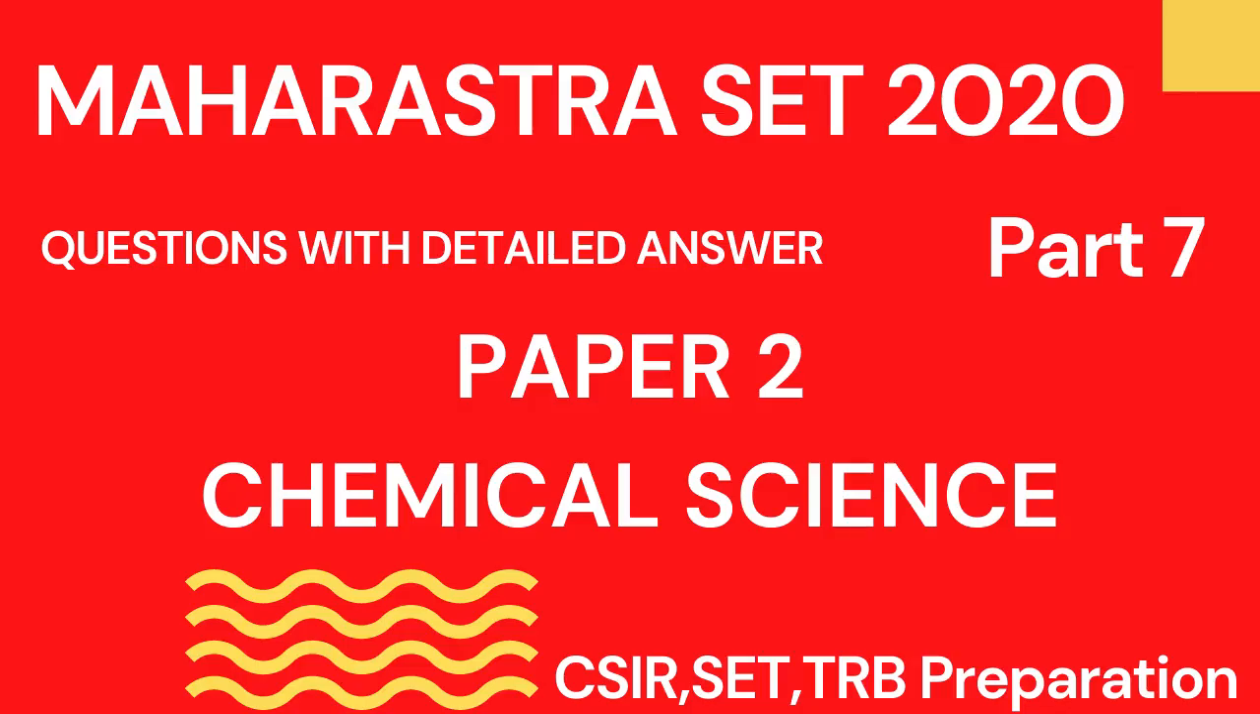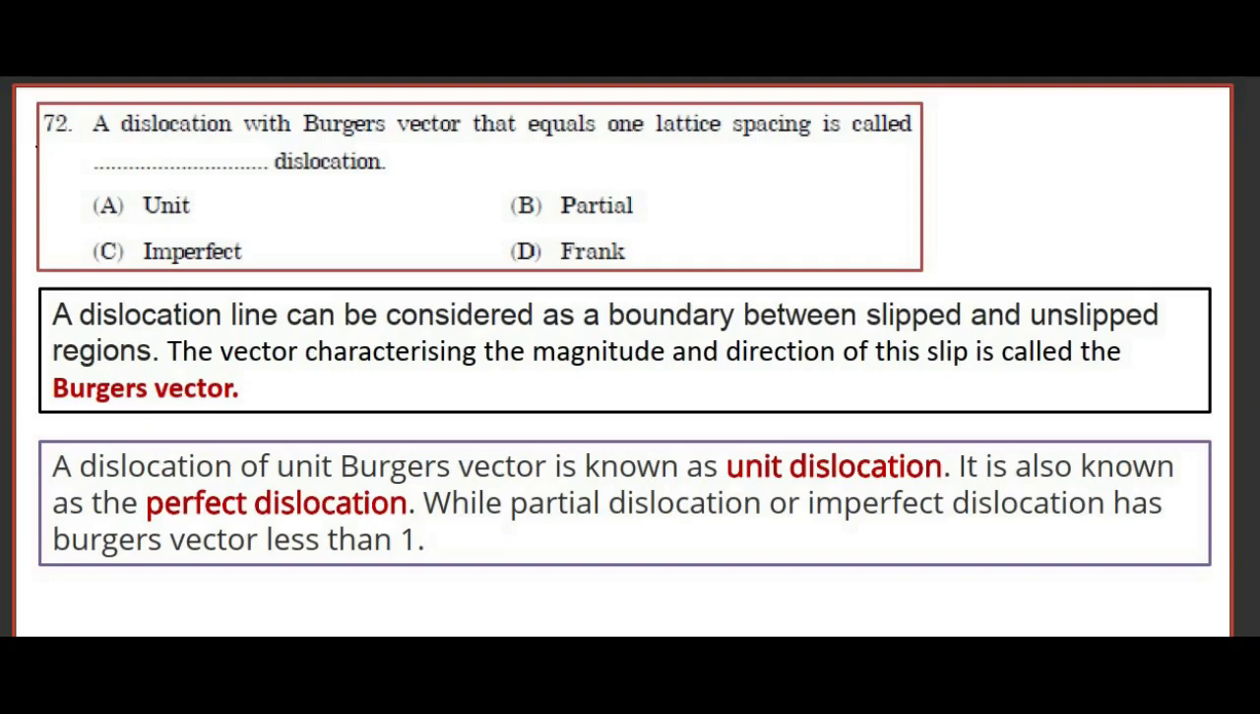Maharashtra SET 2020 question and answer with detailed explanatory answer, Chemical Science Part 7. Question number 72. A dislocation with a Burger vector that equals one lattice space is called dash dislocation. Here the dislocation line can be considered as a boundary between slipped and unslipped region. Hence, the vector characterizing magnitude and direction of this slip is called Burger vector.